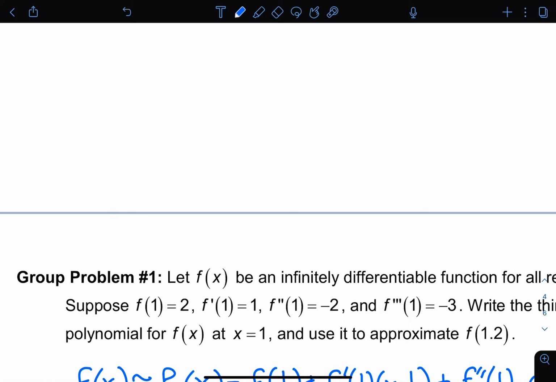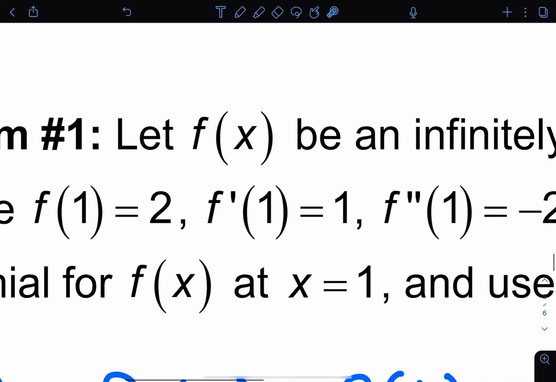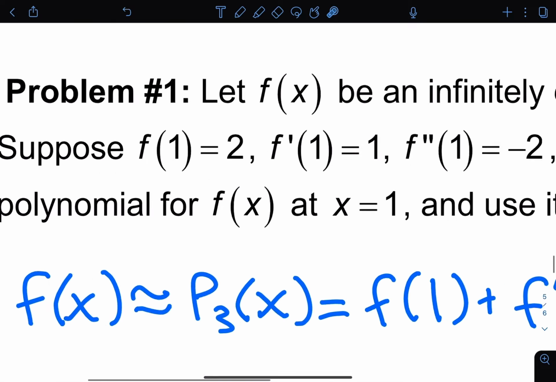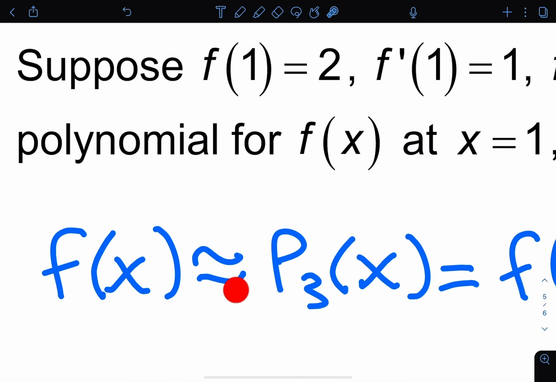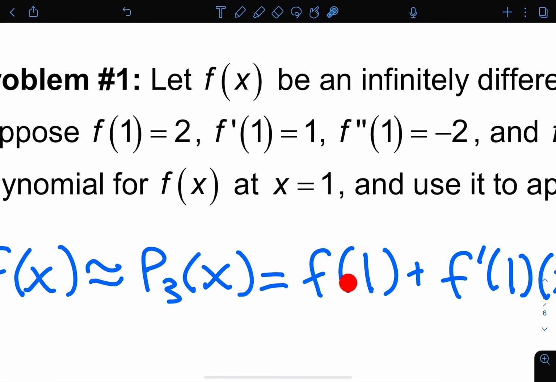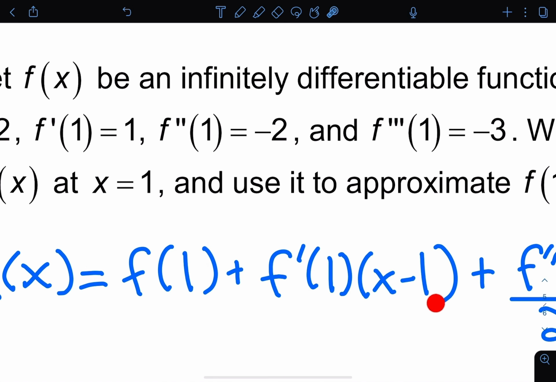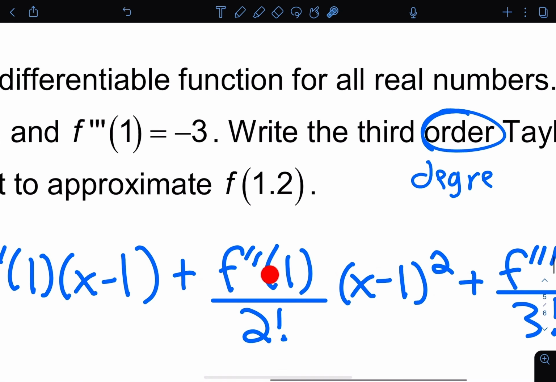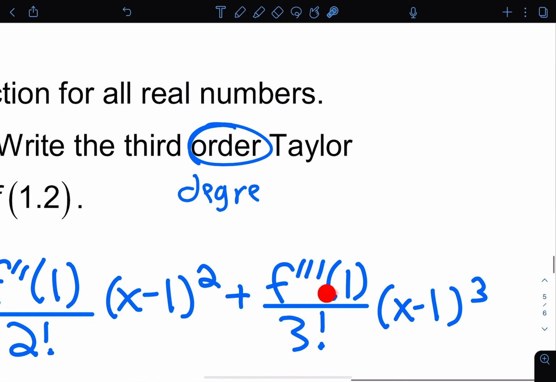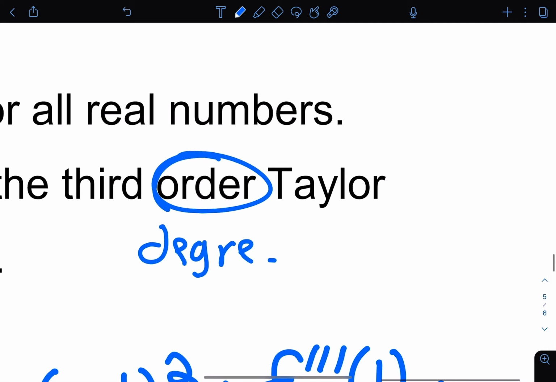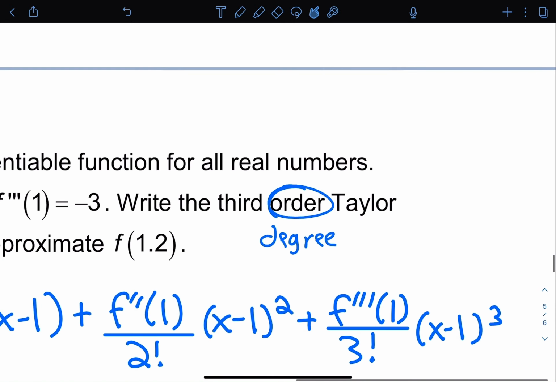So good thing they're telling us x equals 1, because all my derivative values are at 1, so that's good. Okay, so I'm going to approximate this f of x with, again, P3 of x. So that's going to be f of 1 plus f prime of 1 times x minus 1 plus f double prime of 1 over 2 factorial times x minus 1 squared plus f triple prime of 1 over 3 factorial times x minus 1 cubed. And that's where I stop, because I'm going third order or third degree.